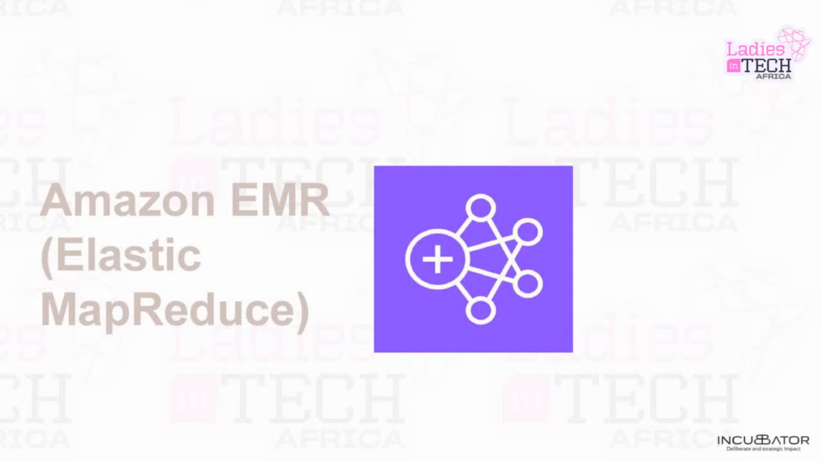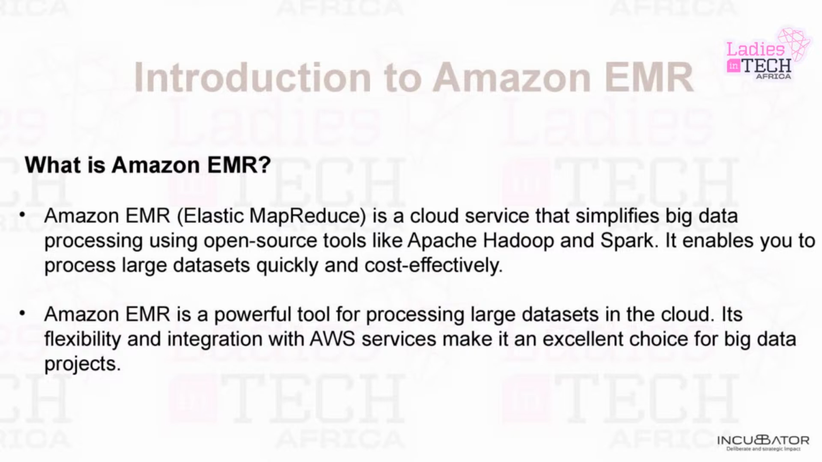But don't worry. So let's talk about EMR. Amazon EMR is a cloud service that simplifies big data processing. This has to do with big data. It uses open source tools like Apache Hadoop and Spark, which are open source tools for big data. It enables you to process large data sets quickly and cost effectively. So Amazon EMR is a powerful tool for processing large data sets in the cloud.